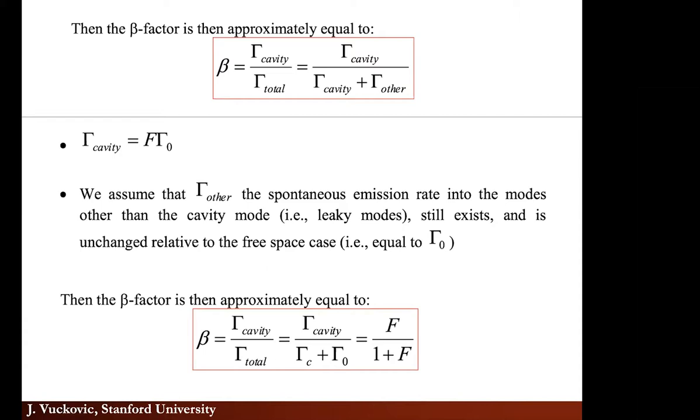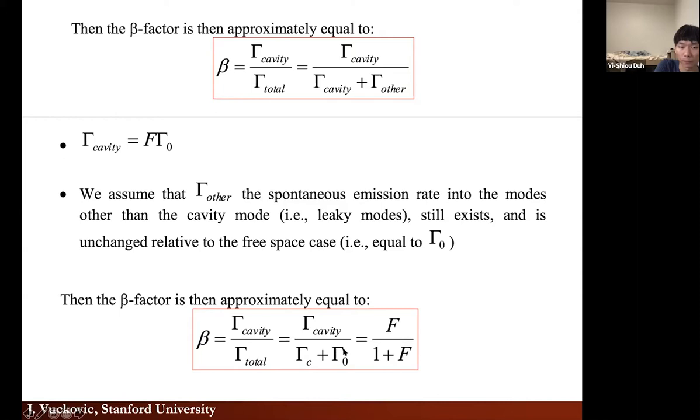Why would gamma to other lossy channels be equivalent to the free space spontaneous emission rate? This is an approximation, and you are completely right, it's not necessarily equal. There will be examples when gamma other will be suppressed. For example, if you take a photonic crystal cavity, right? In a photonic crystal cavity, you have one mode and we'll look at examples of that where you have strong Purcell enhancement. So that's gamma cavity, which is F times gamma naught. But the spontaneous emission rate into other modes is actually suppressed. Last time I showed you that the spontaneous emission rate when you are off the cavity resonance is suppressed by a factor of 5 to 10, right? So gamma other in that case would be 1/10 of gamma naught, okay?